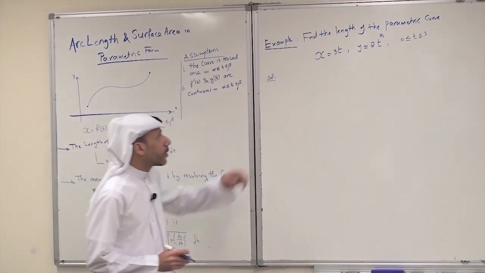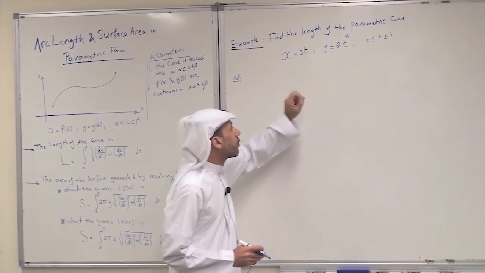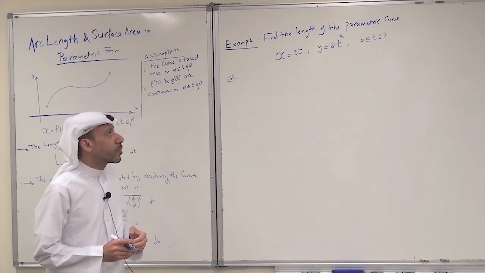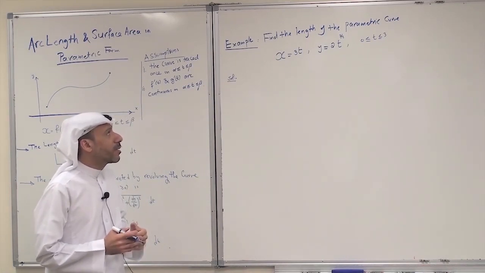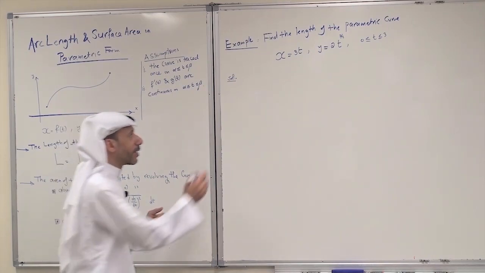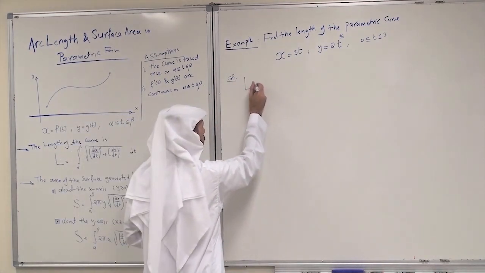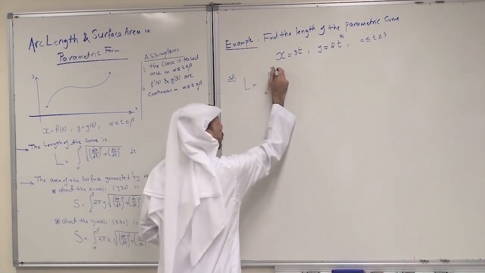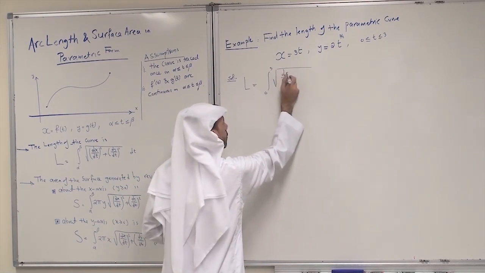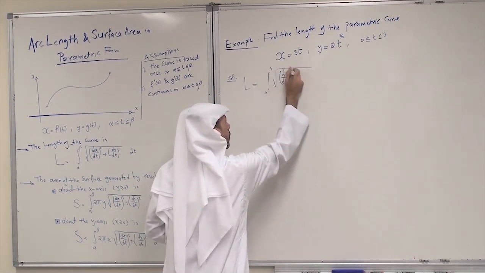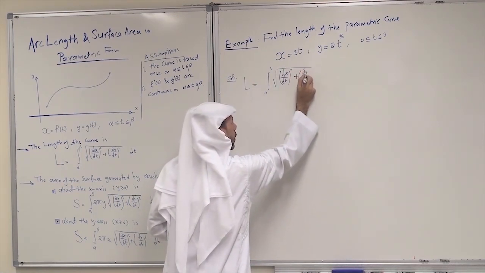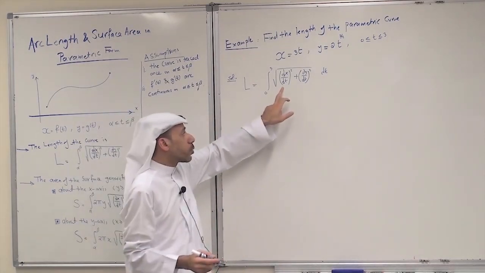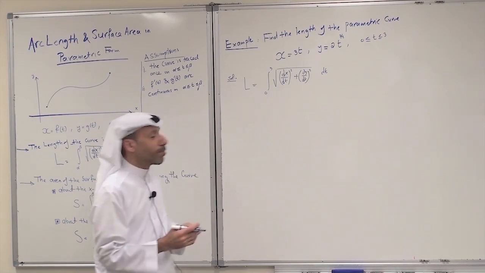We start with the first example. Find the length of the parametric curve x equals 3t, y equals 2t to the power 3/2, over the interval from 0 to 3. Here, we need to apply the formula directly. And the formula for the length is given by the following: the integral from 0 to 3 of the square root of (dx/dt) squared plus (dy/dt) squared dt. So we have to compute the derivatives, square them, and then simplify.